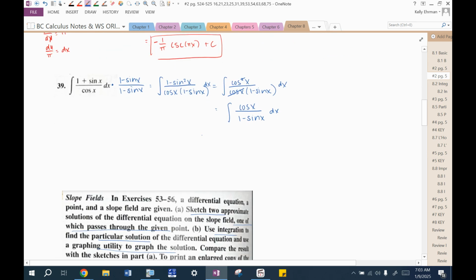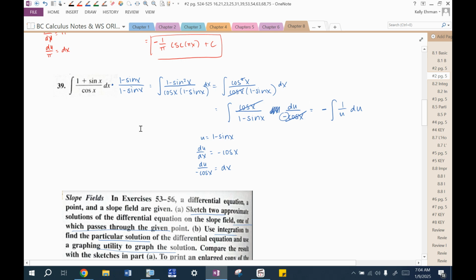I can say, okay, now u is equal to 1 minus sine. And du/dx is now just equal to negative cosine x. And I have cosine x dx. I just need a negative in there. Or you could say du divided by negative cosine x is dx. So in place of this dx, we're going to have du divided by negative cosine x. So that gets the cosines to cancel. Don't lose the negative. So now it's negative integral 1 over u du.